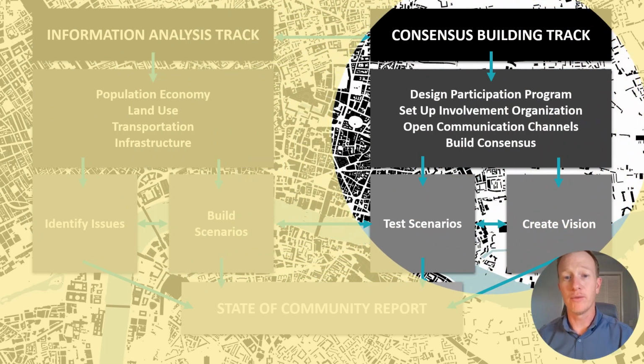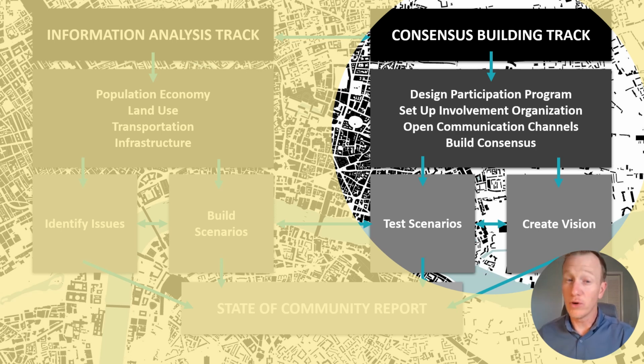The State of Community Report comes from not just the information analysis track, but also the consensus building track. That track begins with a design participation program. From there, one then moves on to actually doing outreach, involving itself in different organizations in the community, with the goal of building consensus. Two major tasks within that larger track is testing different scenarios with the public and creating a vision with the public.